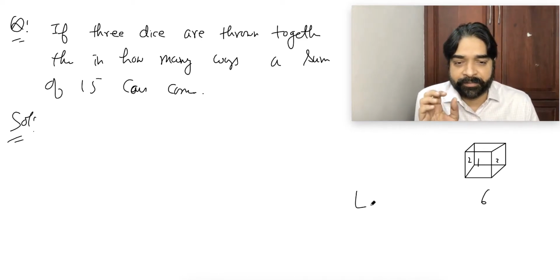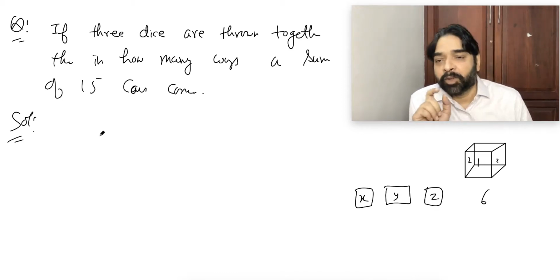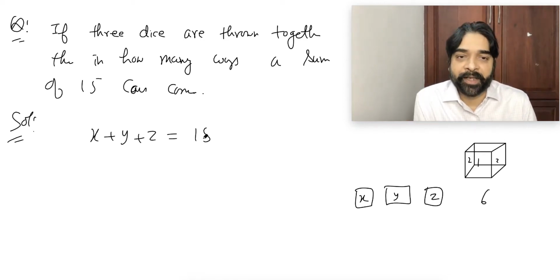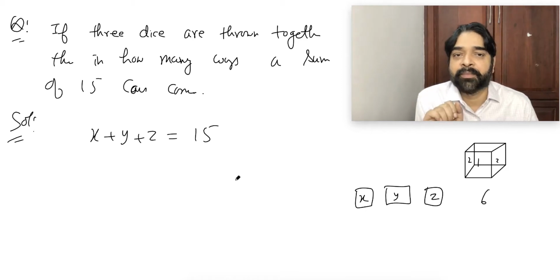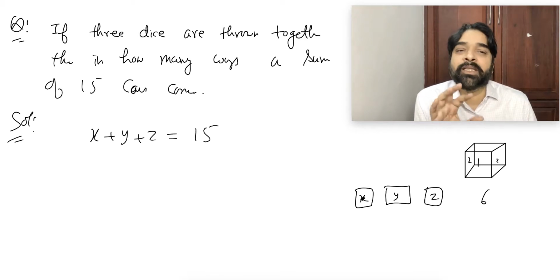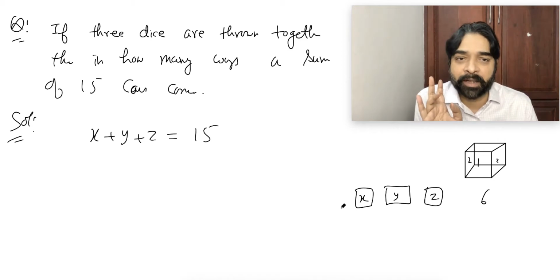3 dice are there. First, second, third. We threw. Suppose on first dice X came, second dice Y came, third dice Z came. So what they are saying is that X plus Y plus Z must be equal to 15. This is what the meaning is. Yes or no? Now think carefully. In the X, what is the possibility? X, what can come? Either 1 can come, or 2 can come, or 3 can come. Up to minimum 1 will come and maximum 6 will come.